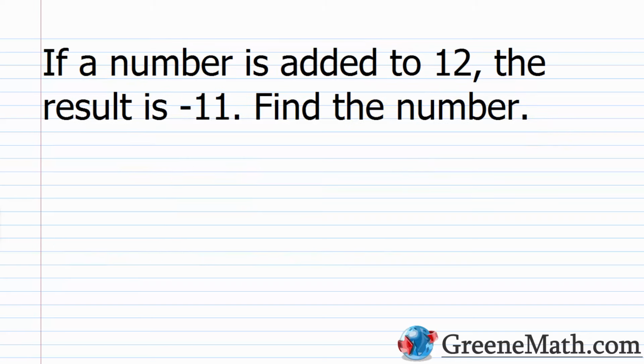Okay, let's take a look at another one. So if a number is added to 12, the result is negative 11. We want to find the number. So again, if I see a number, or I see the number, I'm just going to replace that with a variable, and I'm going to use x. And again, I can label this down here and just say that we're going to let x be equal to the unknown number, okay, just for clarity.